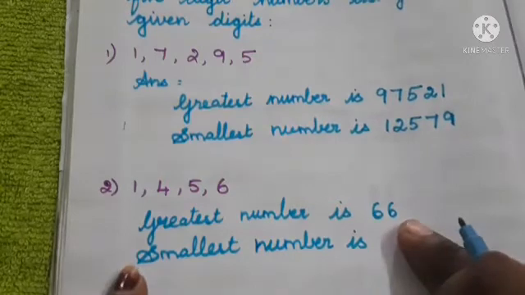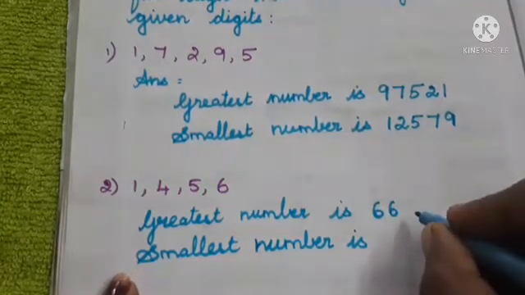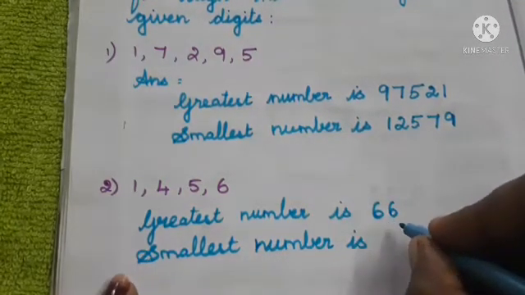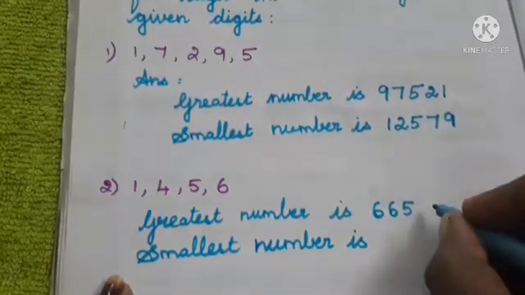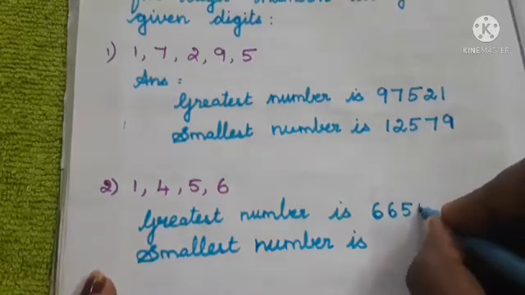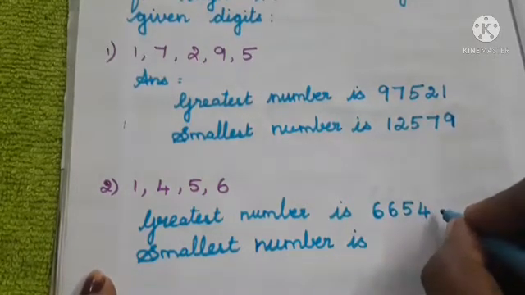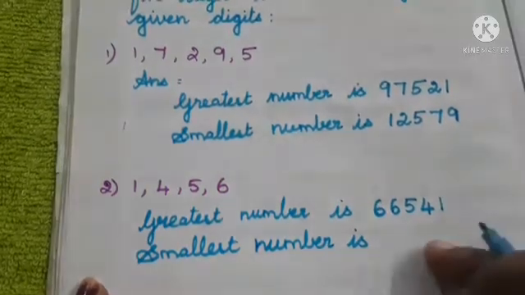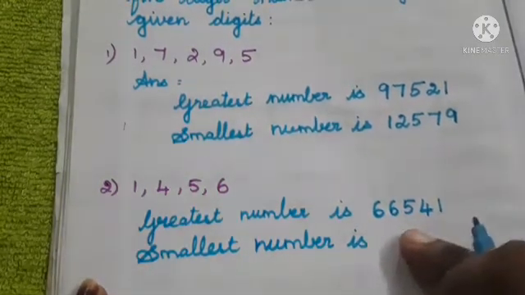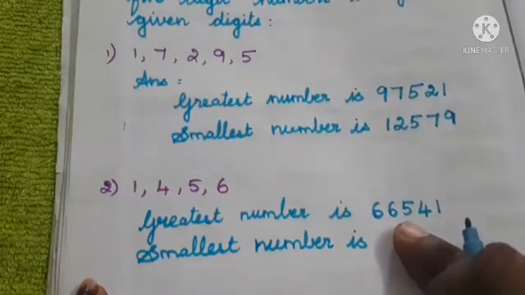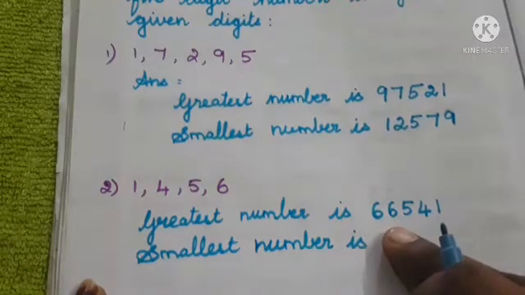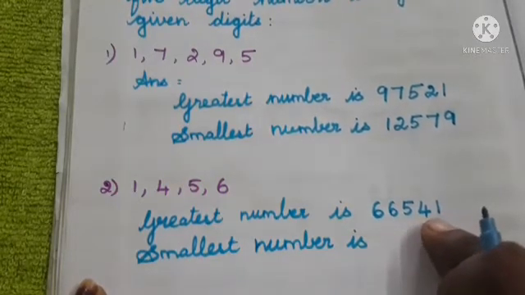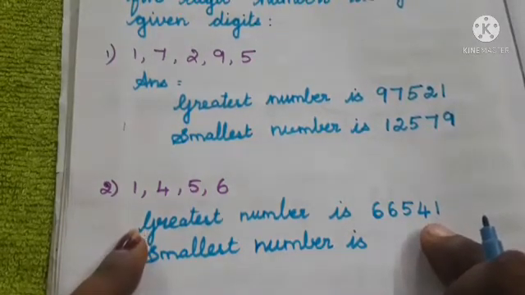Then the next smaller number is which one? 6 is the greatest one. The next smaller number is 5, and after the 5 the next smaller number is 4. After the 4, which is the smallest number? Yes, 1 is the smallest number. Now we have arranged the numbers in descending order: 6 5 4 1. But here we have to repeat the 6 two times because we have to find out the 5 digit number by using the 4 digits. Have you understood this?